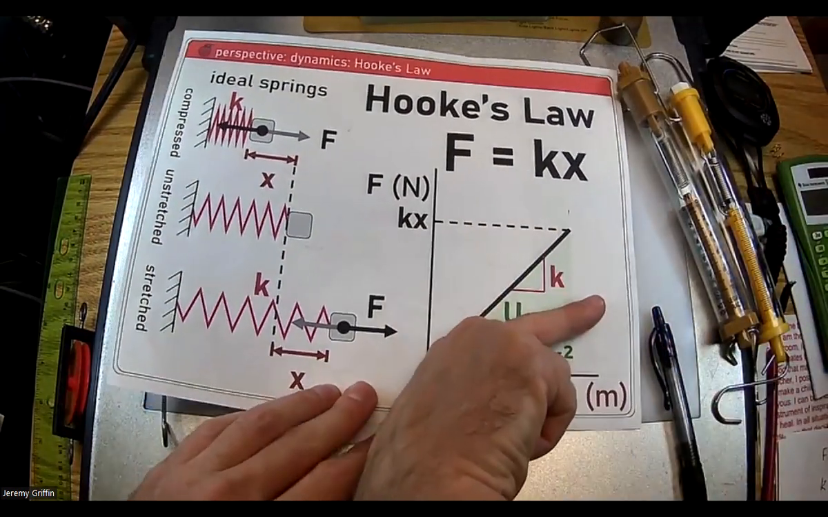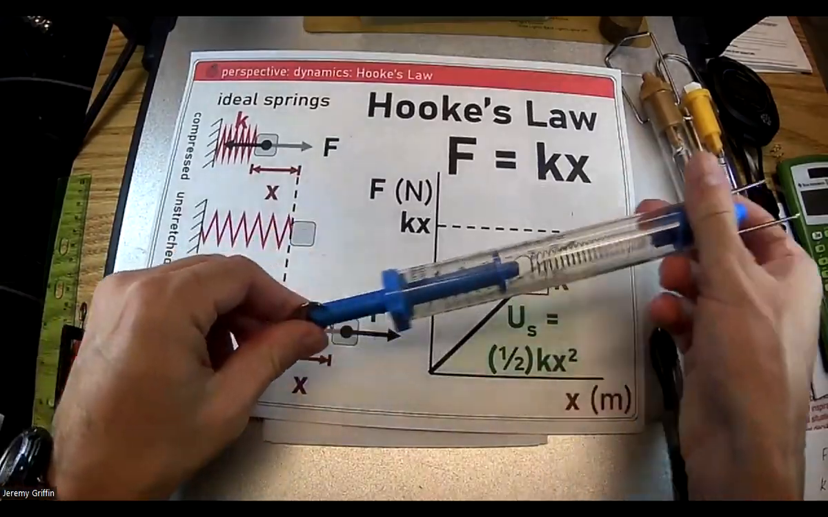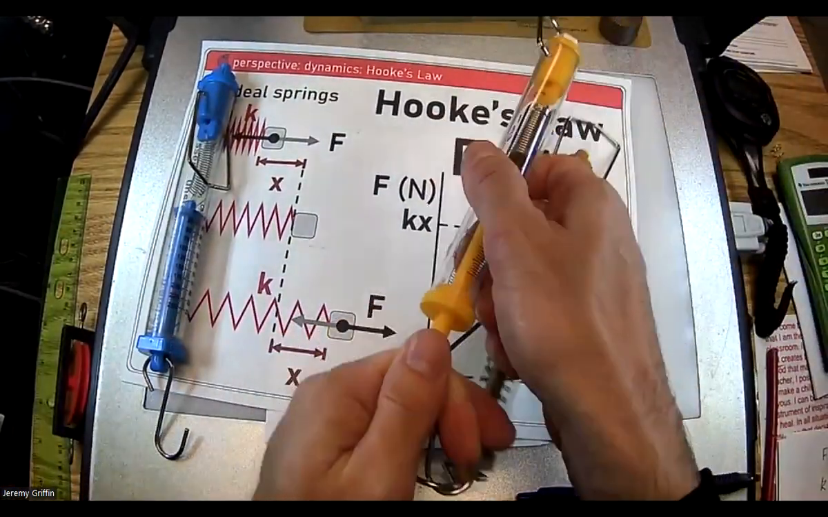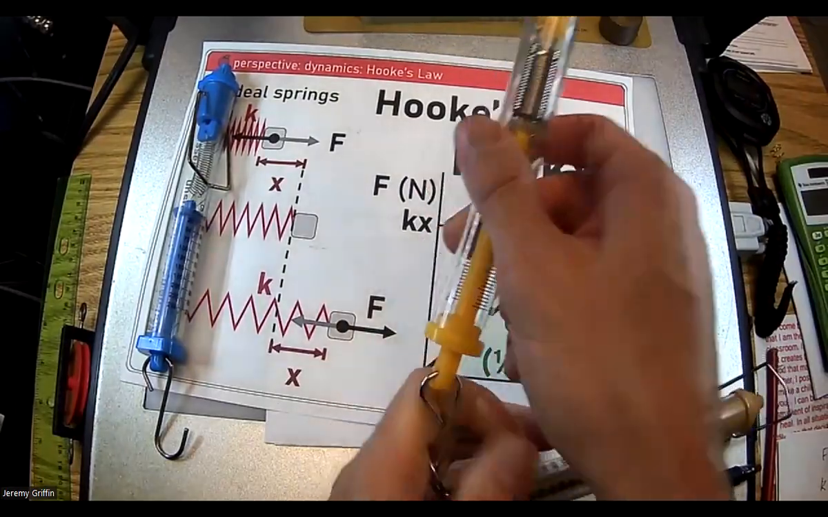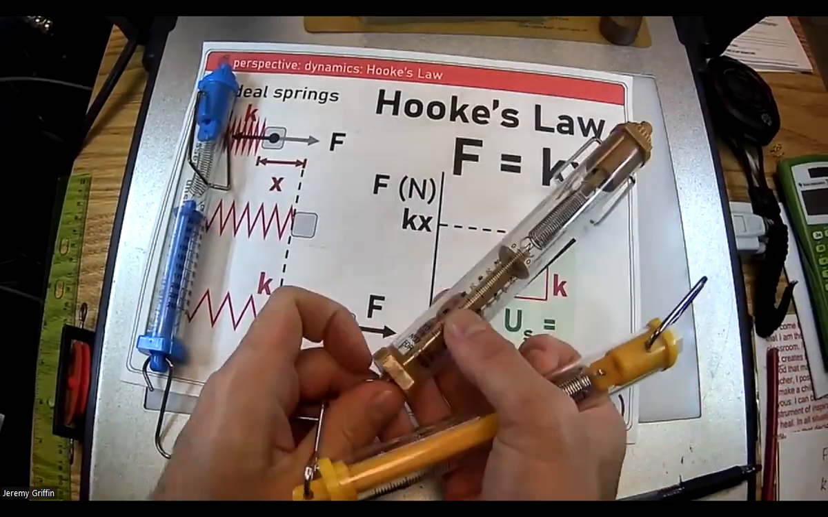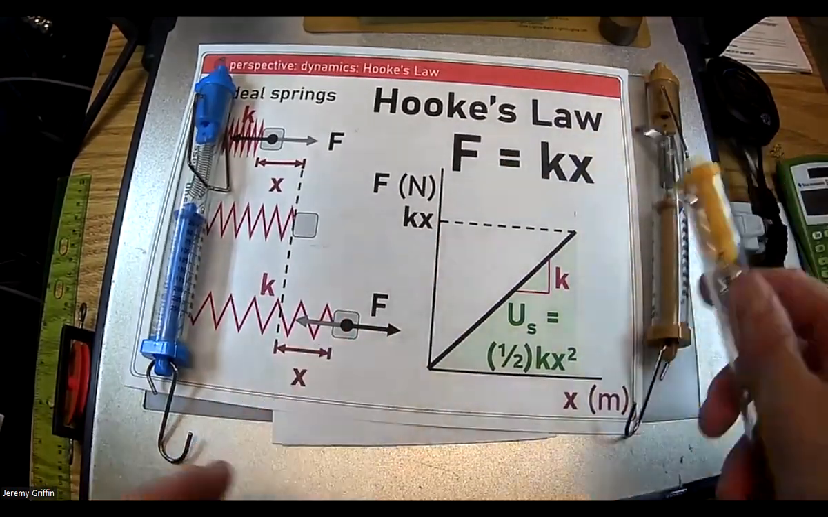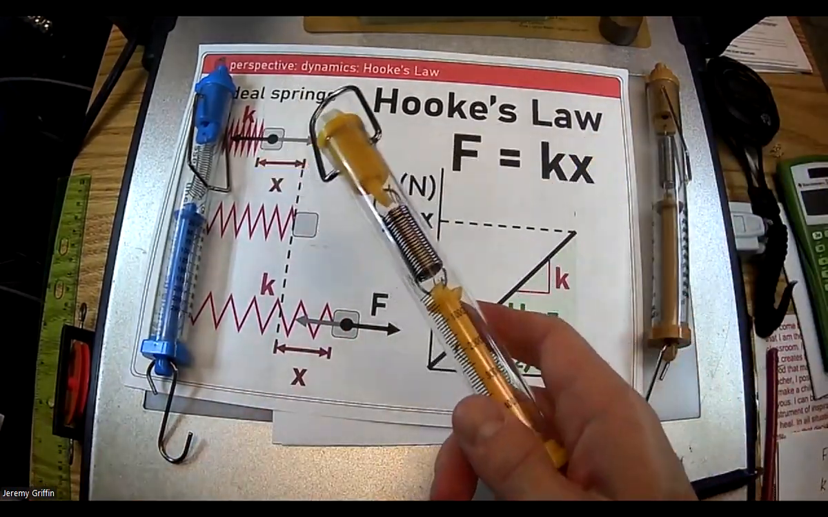If it's a really shallow slope, like this blue one, a little force stretches it a lot. If it's a really steep slope, it takes a huge force to stretch just a little bit. And then the brown ones are kind of in the middle, a medium force. So I'm having my other classes figure out the spring constant for each one of these.